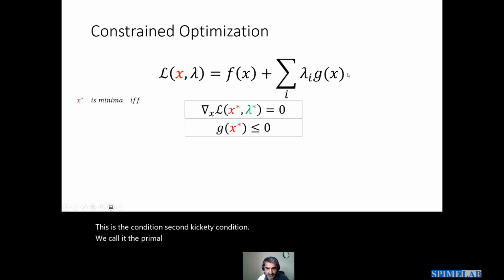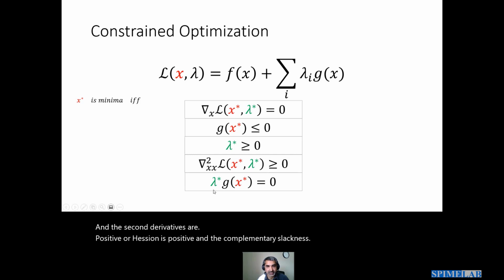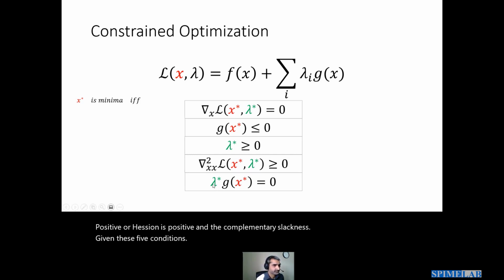And the lambdas are greater than or equal to 0. And the second derivatives are positive, or the Hessian is positive, and the complementary slackness. Given these 5 conditions, I have a question.